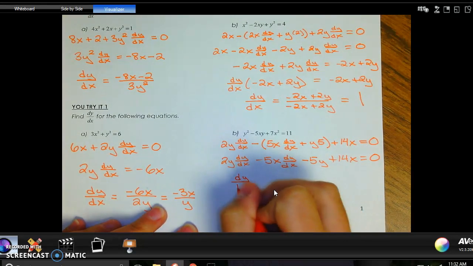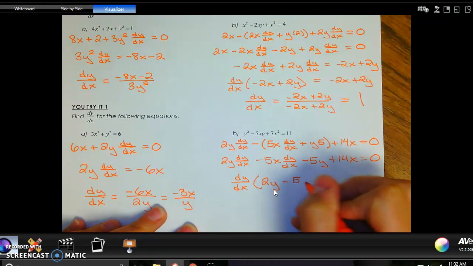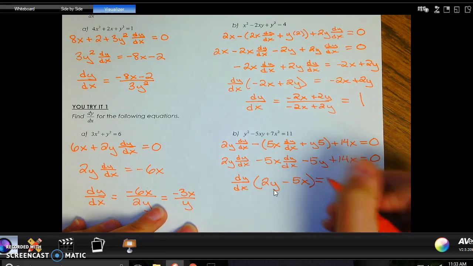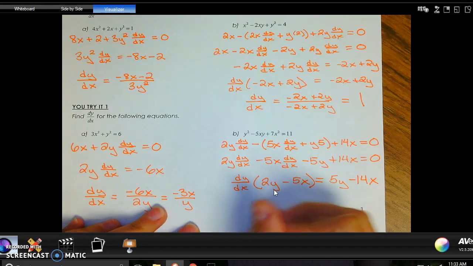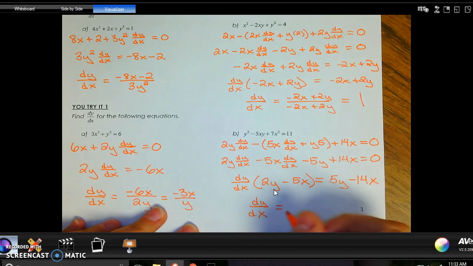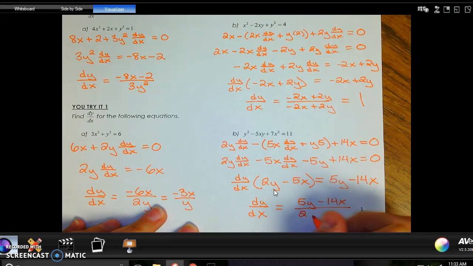So I'm taking out the dy/dx from these two terms, so I get 2y minus 5x equals, and then I'm going to move these two to the other side, so it'll be a positive 5y and a negative 14x. And again, my goal is to get dy/dx by itself. So dy/dx equals, so my final answer is 5y minus 14x over 2y minus 5x.